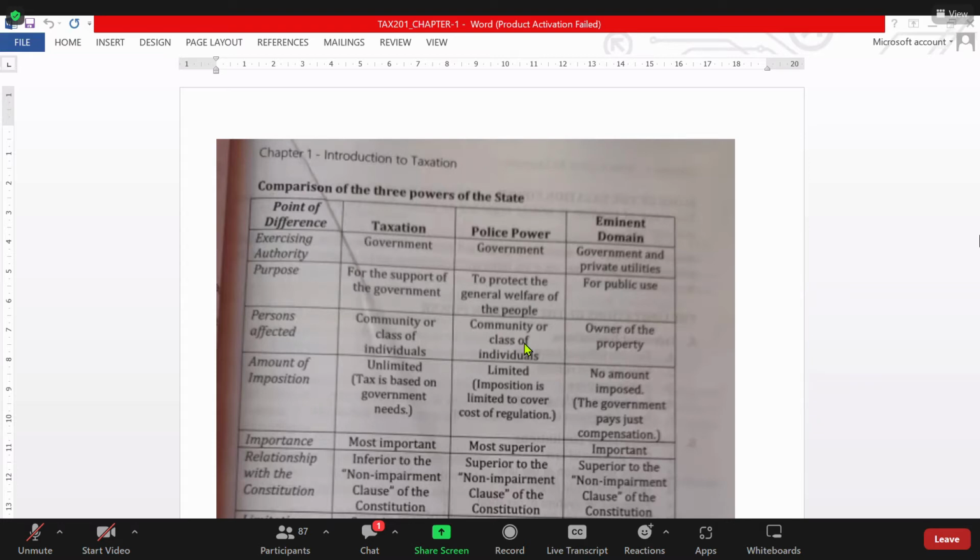Saan ba napupunta yung mga taxes natin, class? Anyone? Do you have an idea kung saan napupunta ang taxes natin? Ma'am, for public expenditures po or expenses of the government po. Yes, public expenditure or expenses of the government. As you can see, yung government natin may mga operations yan. And to finance its operation, it needs funds. Kailangan niya ng funds. Saan niya kukunin yun? Sa ating mga taxes.